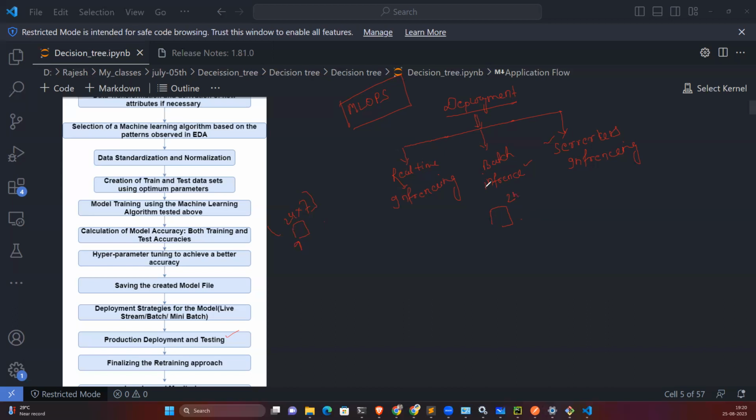So this is also an important deployment strategy, but again, it's not always suggestible. Let's suppose in your use case it fits, like okay, 2 hours it runs and our job is done.